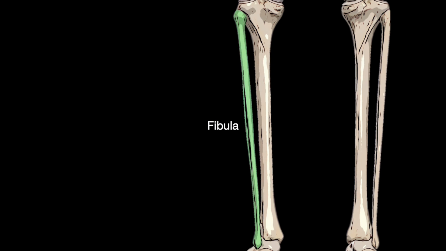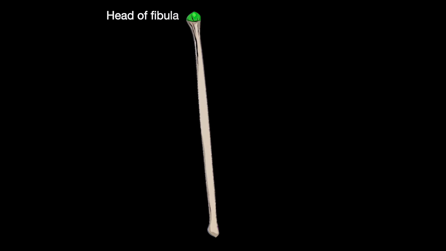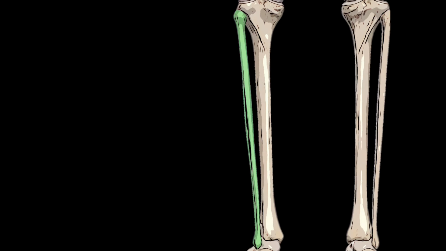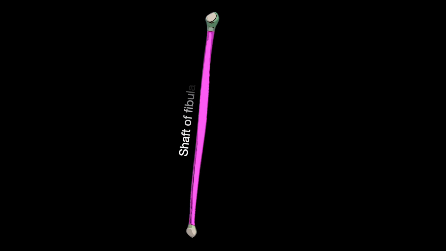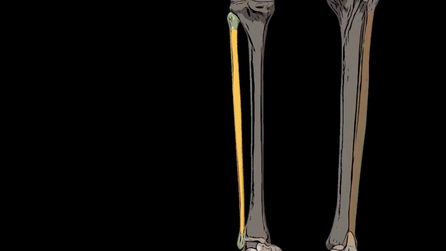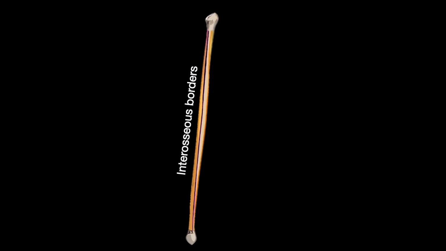The head of the fibula is the proximal end of the fibula. It is an irregular bulbous projection that articulates with the lateral condyle of the tibia. The fibular shaft lies distal to the neck and has three surfaces: lateral, medial, and posterior. The interosseous borders of the fibula and tibia are sharp borders which run longitudinally along the junction of the lateral surface of the tibia and medial surface of the fibula. The interosseous membrane attaches to these borders and connects the two bones to form a fibrous joint.